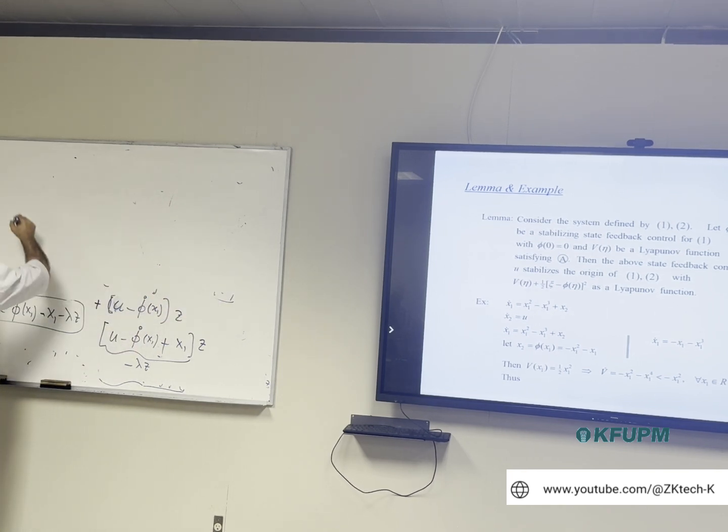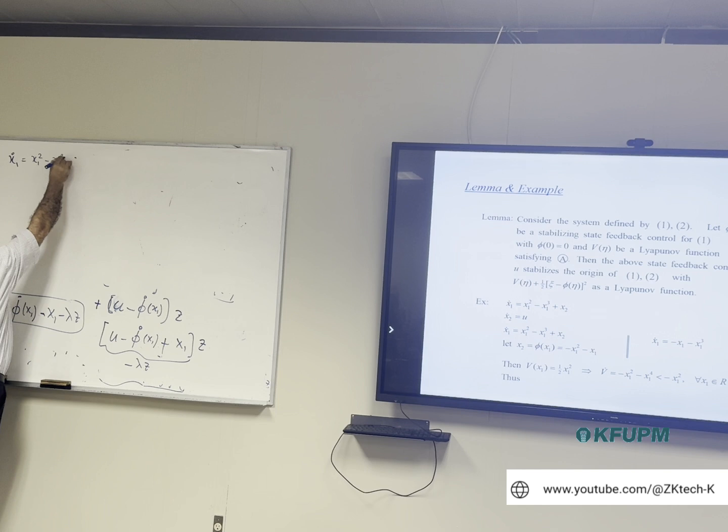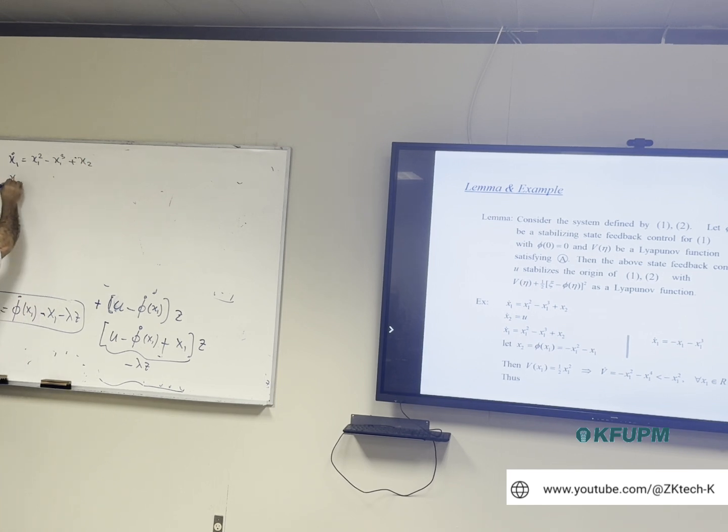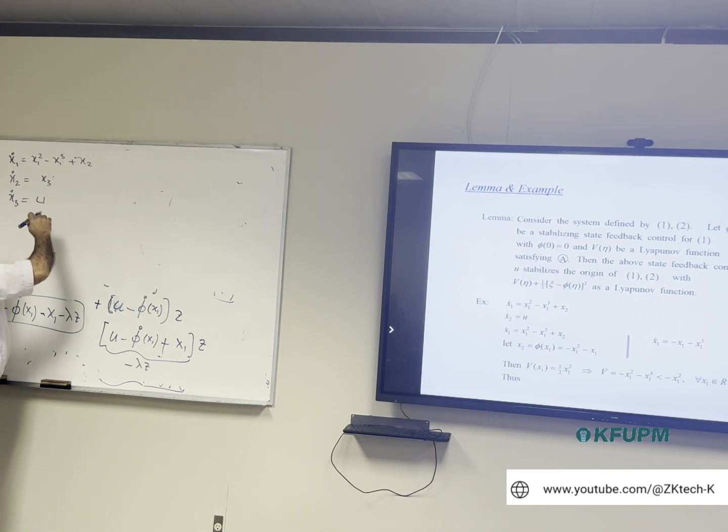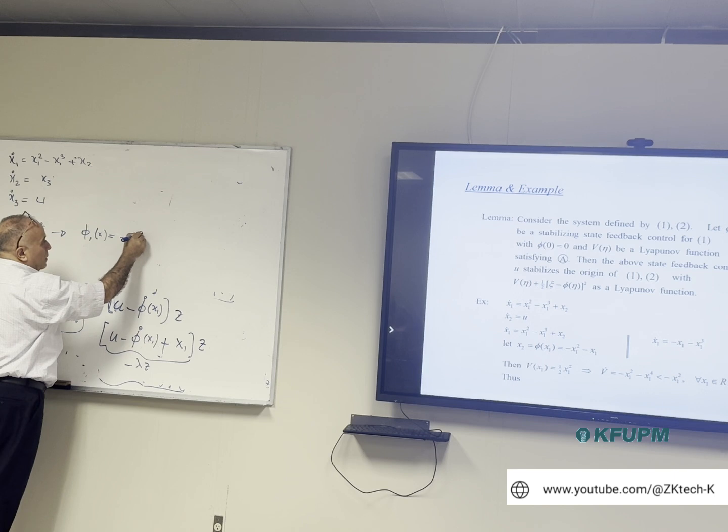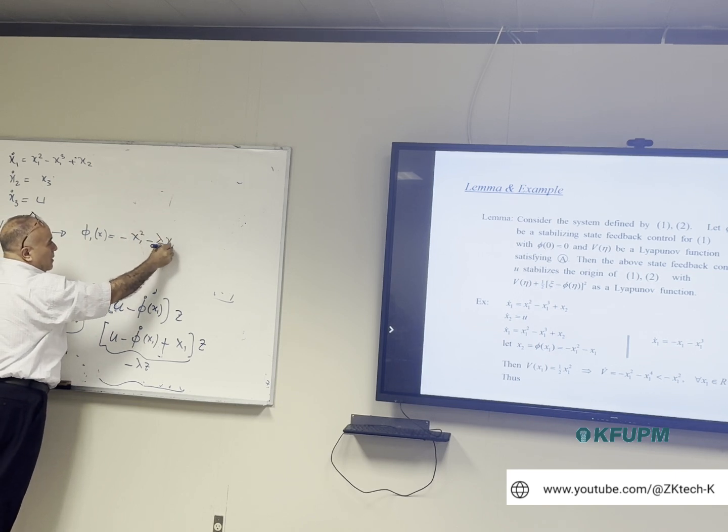So basically we are going to say x1 prime is equal to x1 squared minus x1 cubed plus x2. x2 prime is equal to x3 and x3 prime is equal to u. How many times are you going to apply the procedure? 3 times. So you focus on the first equation here. As we did before, v1 equal to half of x1 squared. This will give you the value of phi 1 of x equal to minus x1 squared minus lambda x1. This is what we found.